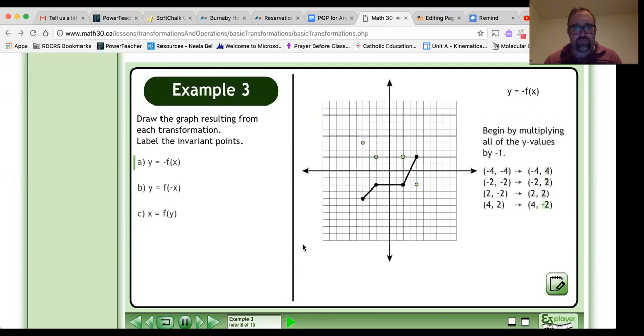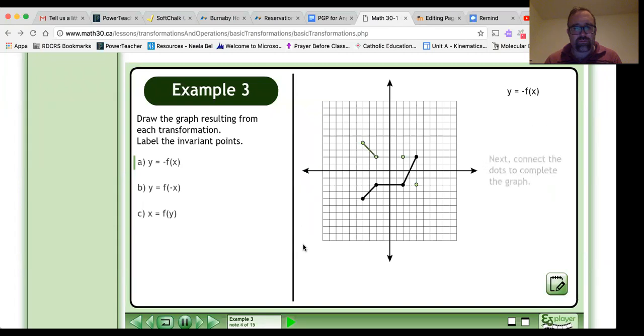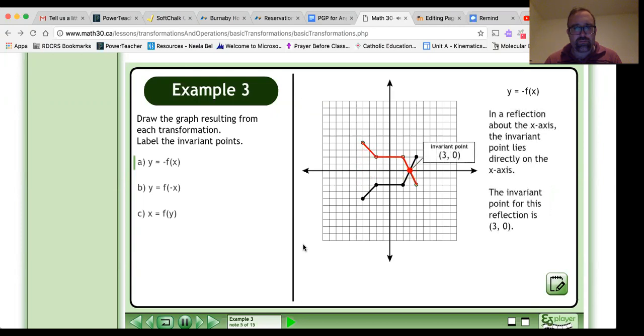Begin by multiplying all of the y values by negative 1. Next, connect the dots to complete the graph. In a reflection about the x-axis, the invariant point lies directly on the x-axis. The invariant point for this reflection is 3, 0.